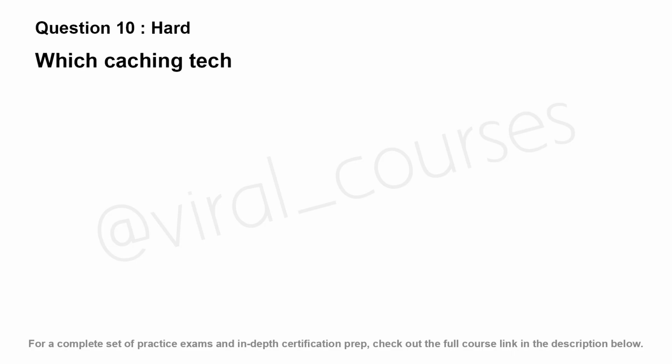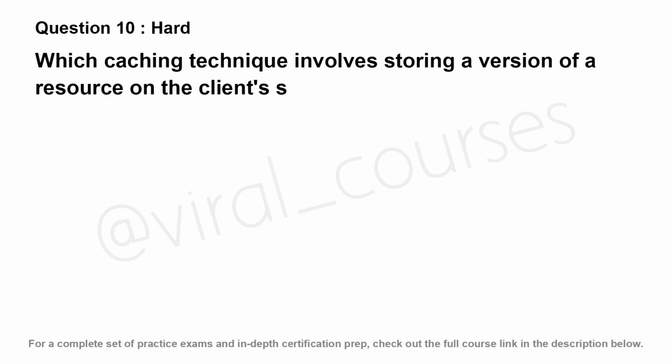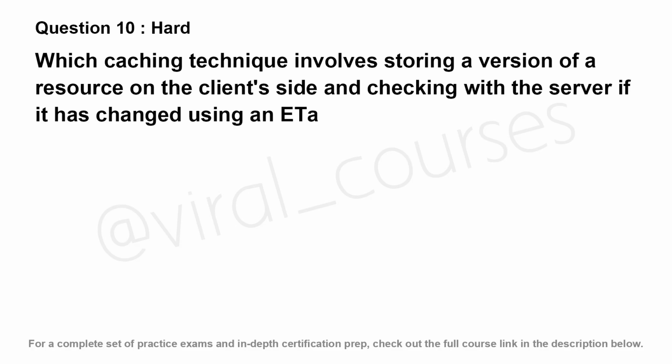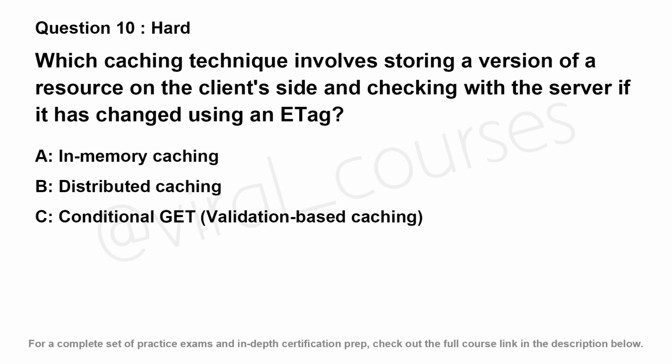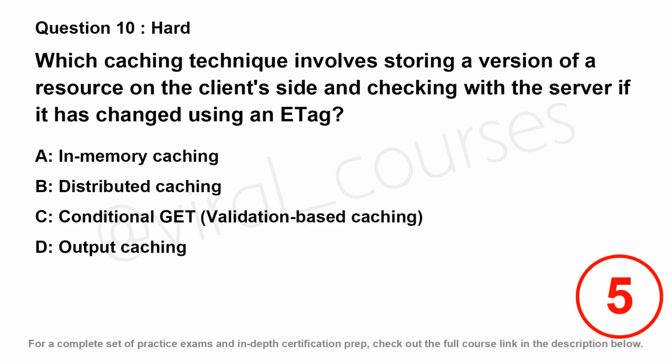Which caching technique involves storing a version of a resource on the client's side and checking with the server if it has changed using an ETag? Option A, in-memory caching. Option B, distributed caching. Option C, conditional GET, validation-based caching. Option D, output caching.